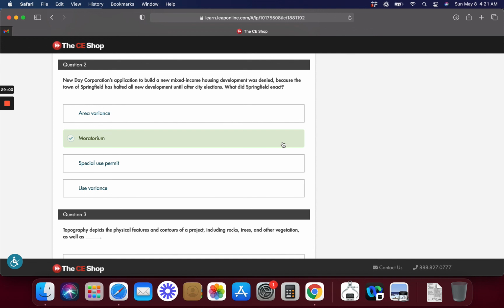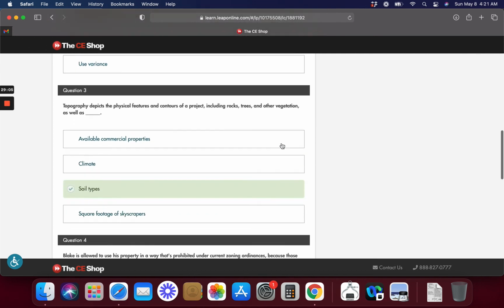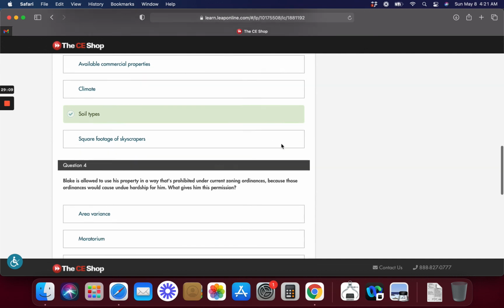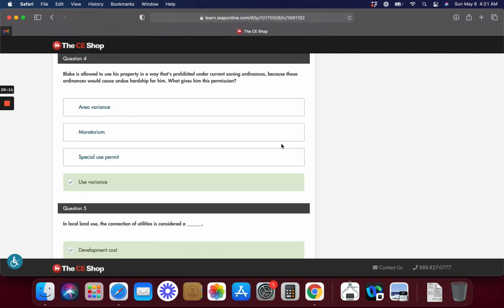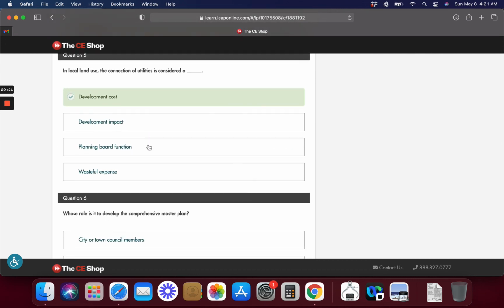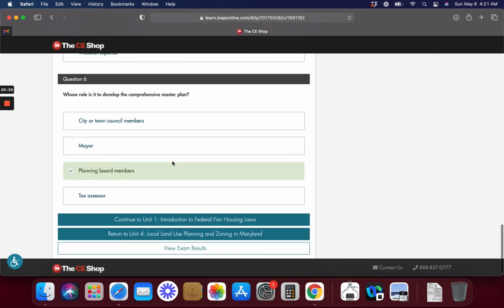All right, anything that's halted is a moratorium, like death. That's the way you can think of that. Topography, anything to do with the land. This was a total guess here, and we got it right. Hardship for him is probably use. If it's hardship for the community, it might be area. Local land use. Connection of utilities is the development cost. And the role of the comprehensive master plan is the board members.